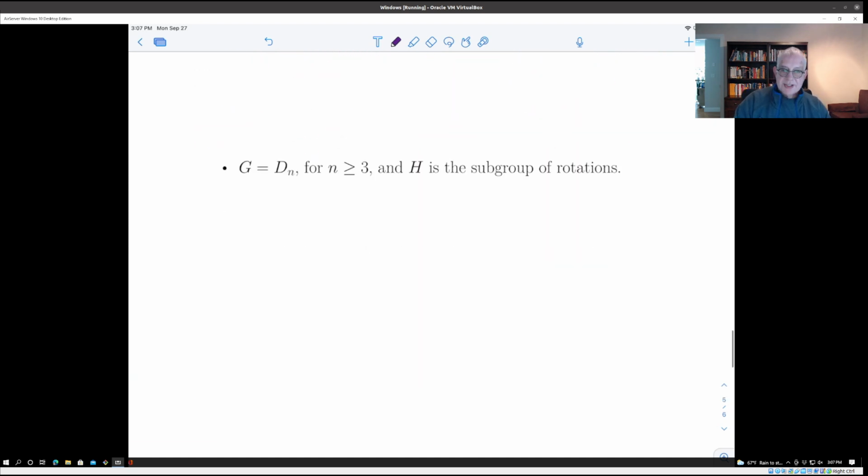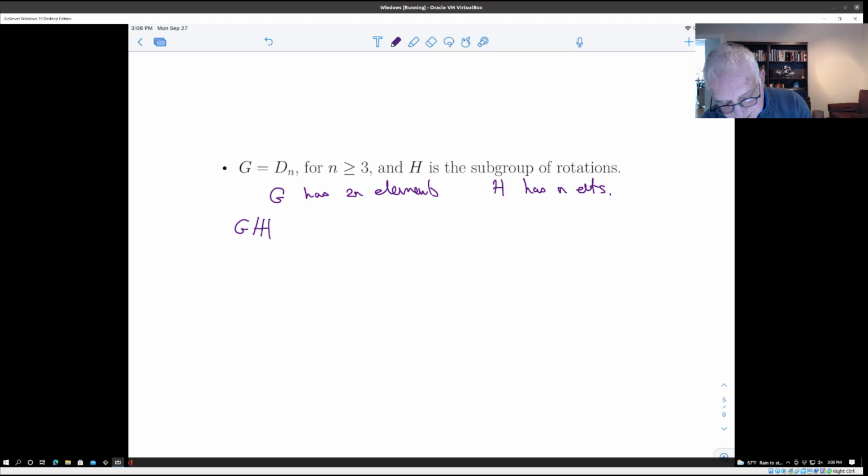Let's do one more example of factor groups. So we're in a non-abelian group now. This is one of our very common cases. So G has 2n elements. H has n elements. It's the subgroup of rotations. So G mod H has 2 elements. And of course, there's only one group of order 2, so we know what it is.